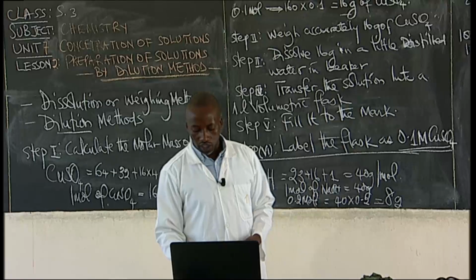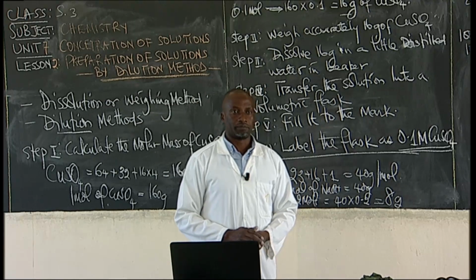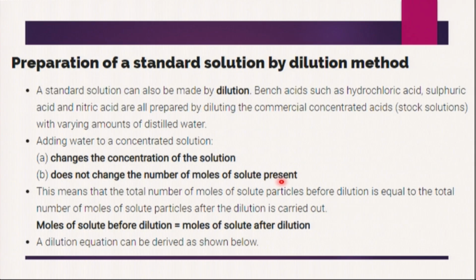So let's continue and look at the dilution method. With the dilution method, you have solutions that we receive in the laboratory, on the commercial market. They are usually sold at high concentrations which are known. In most cases we don't use those concentrations because they are very high. So we usually dilute them to the laboratory concentrations that we may need.